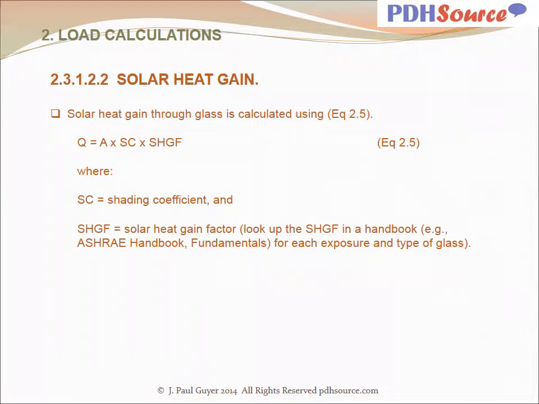The solar heat gain through the windows is calculated using equation 2.5. Q is equal to A times SC times something called SHGF, or solar heat gain factor. The solar heat gain factor, again, is something that you just look up in a book like the ASHRAE guides, or there are other sources for this factor. And this solar heat gain factor varies depending upon the exposure of the windows, north, south, east, west, and also the time of day and the day of the year.